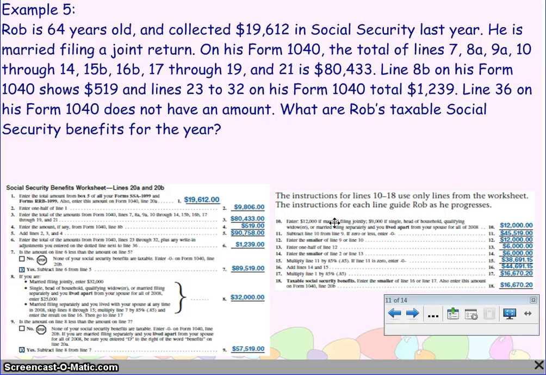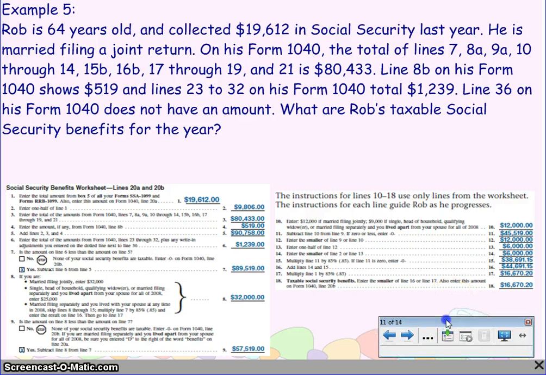Right, I was going through a little fast before and I skipped out a couple of things, so I'm going to back up just a little bit. Hopefully you're following along on your assignment page so that you can see where I'm at. So let's go back to the beginning, and it says enter the total amount of line 5.